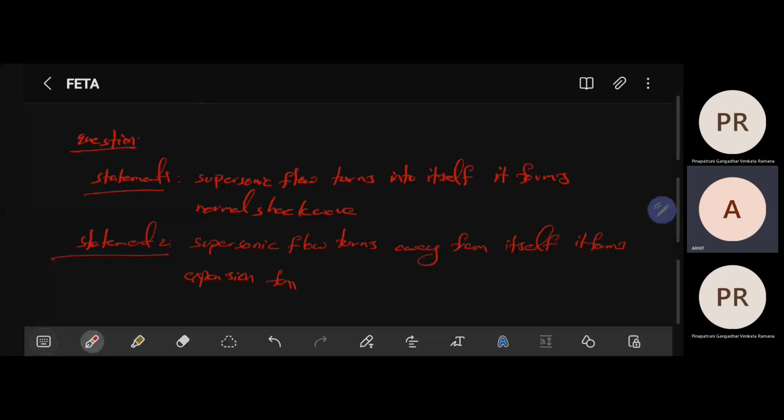I think both the statements are correct. Statement one is also true: supersonic flow turns into itself, it forms a normal shock wave. Turns into itself means, sir, that it is going through a compression corner. Then it will form a normal shock wave or, sorry, an oblique shock wave. Yes, it forms the oblique shock wave. So statement 1 is wrong, it is false, sir. The statement one is false.